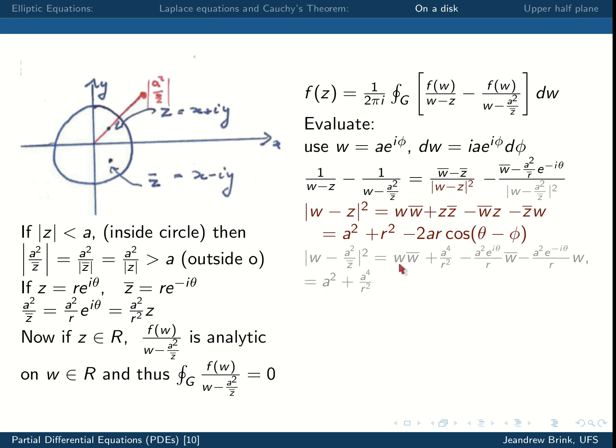And so these first two terms, w bar is a squared, you have a to the fourth over r, and then you substitute r equals a times e to the i phi in there, or you substitute w equals a times e to the i phi over there, and w bar equals a times e to the minus i phi over there. And you see once again that the cos factor is coming in, because you have e to the i theta minus phi, and here you have e to the minus i theta plus phi.